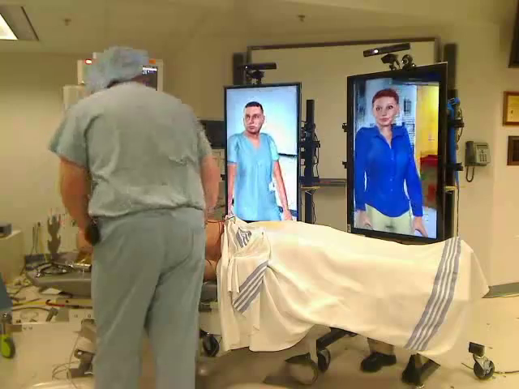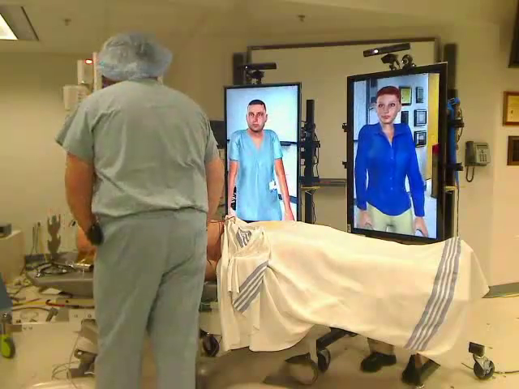Participants were supported by a virtual nurse capable of providing information and administering medication to the patient.